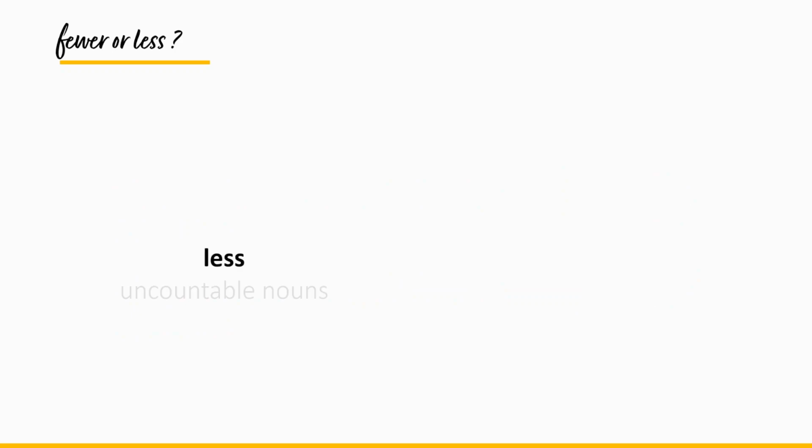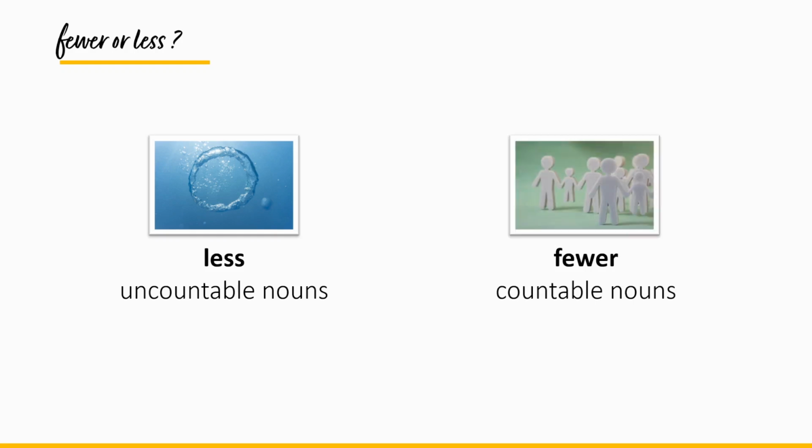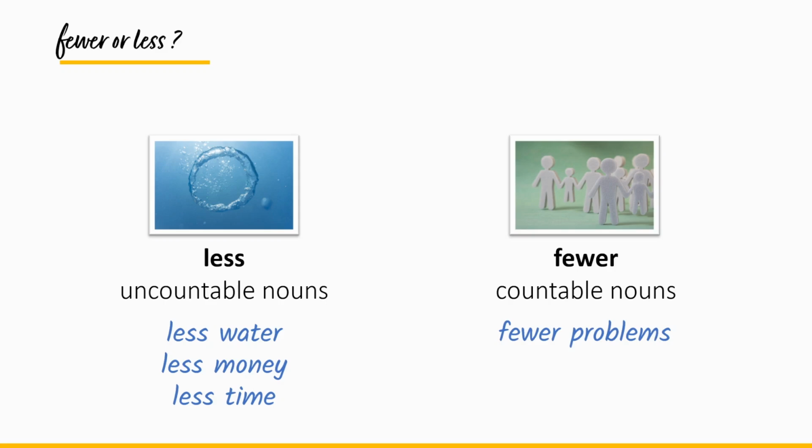So why is this? We use less with uncountable nouns, such as water. We use fewer with countable nouns, such as people. So, for example, with less, you can have less water, less money, less time. We can't count water, money, or time. They are uncountable nouns, so we use less. We use fewer with countable nouns like problems. Fewer problems, fewer people, and fewer children, because you can count people and you can count children.